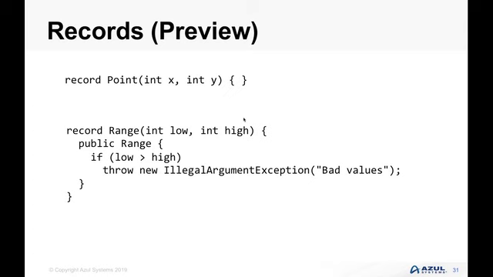We can do that by specifying record range, and then we specify the values that are going to be within that particular record. But now we can also say that for the constructor, public range, we don't need to specify the fact that it's going to have values passed to it of low and high, because we already know that. But we can specify the behavior associated with that constructor by saying, okay, within the braces, we'll put our test: if low greater than high, throw a new IllegalArgumentException of bad values. So it's a nice flexible way of doing things. Like I say, I'm really looking forward to this. The fact that we finally get a tuple in Java is just wonderful.